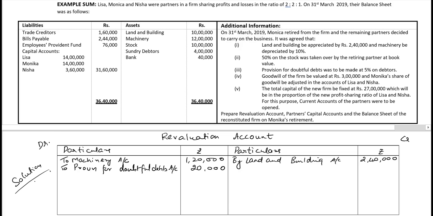So the entries are done. Let's balance the revaluation account. Greater total 2,40,000 on the credit side. There's a gain on revaluation. To gain on revaluation, transferred to partners' capital accounts.